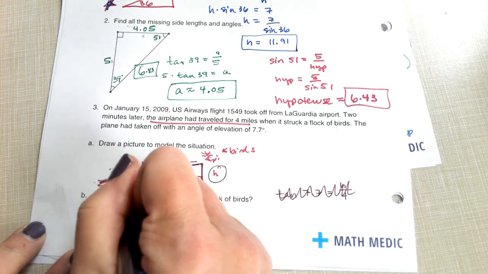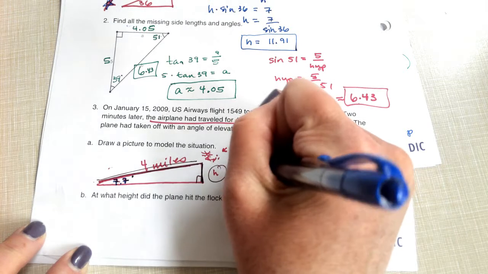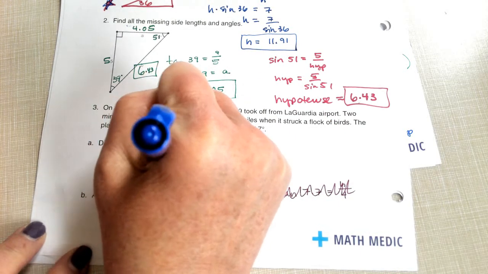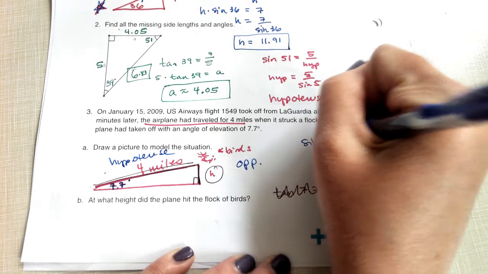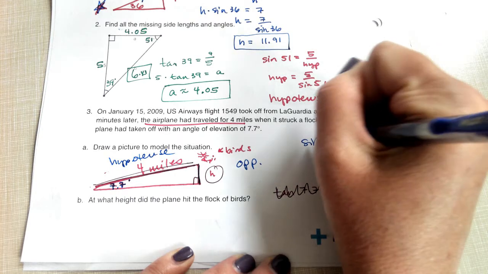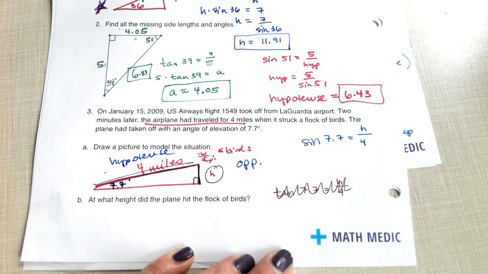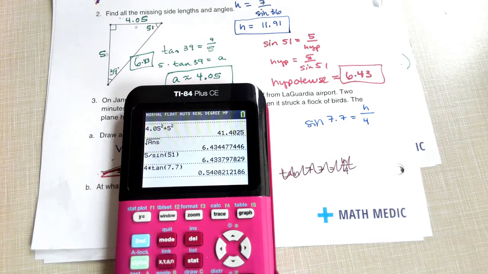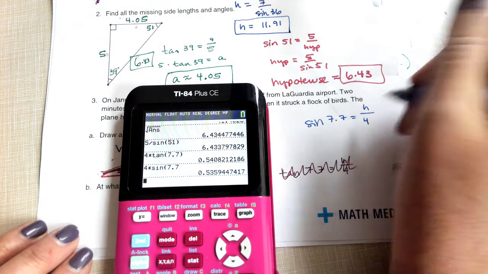So here's 7.7. I know I'm looking for the side opposite, and I know the hypotenuse. So that is, of course, everyone already corrected me, sine. So the sine of 7.7 is equal to opposite over hypotenuse. Okay. So 4 times the sine of 7.7 is 0.535.